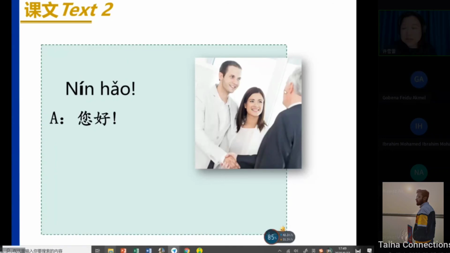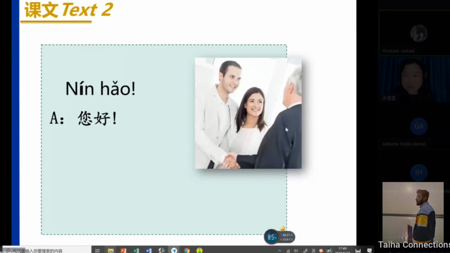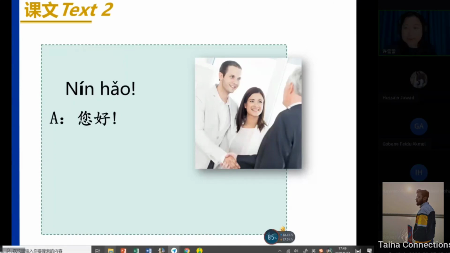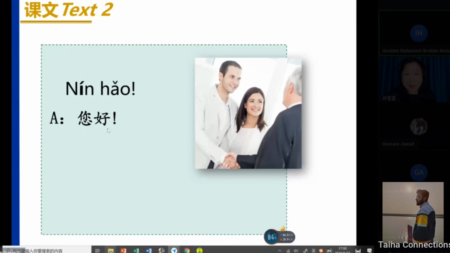您好。您好。OK,您好。So look at the picture. You may find that this guy is quite old, right? Probably he's old. He's of higher social status or higher rank. So in order to show our respect, we'll use 您好 to greet people, okay? To show respect. Yeah, 您好.